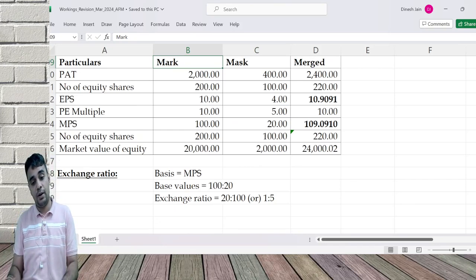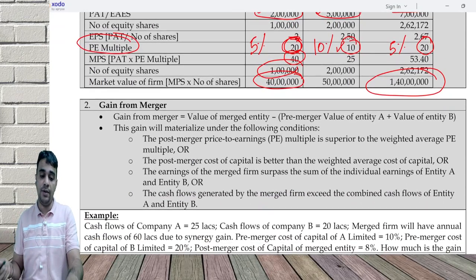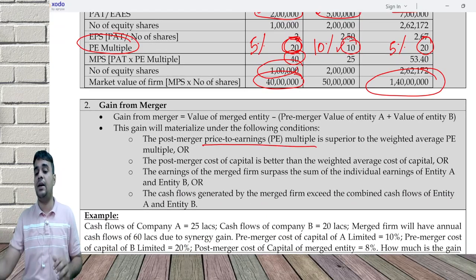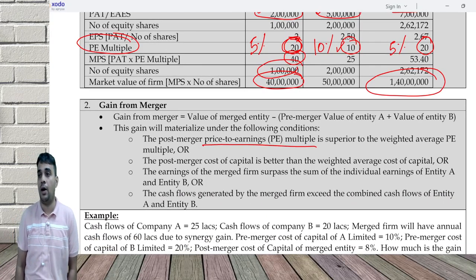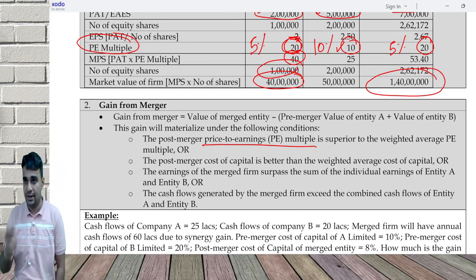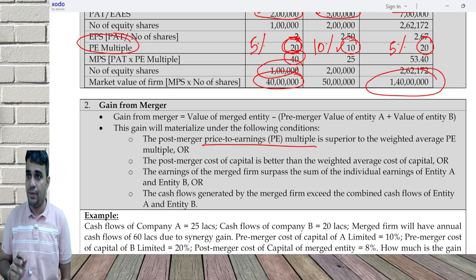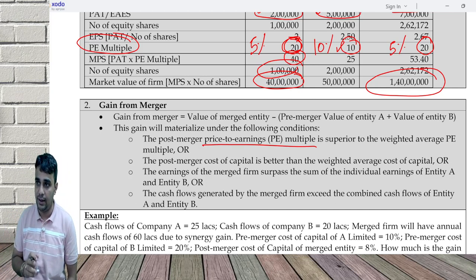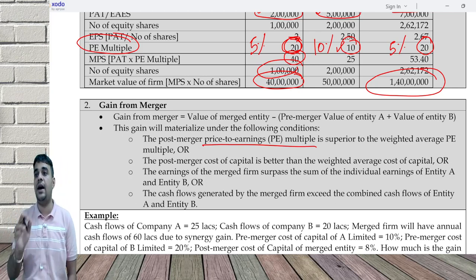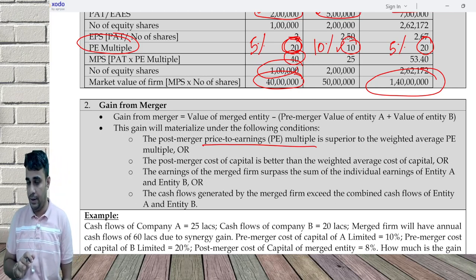How can it happen? Three, four reasons. One, P multiple is better than the weighted average P multiple. How to calculate weighted average, I'll explain later. That's the reason for the Mark and Mask question, because 10 and 5 together became 10. The weighted average would be around 8 or 9, somewhere in between.